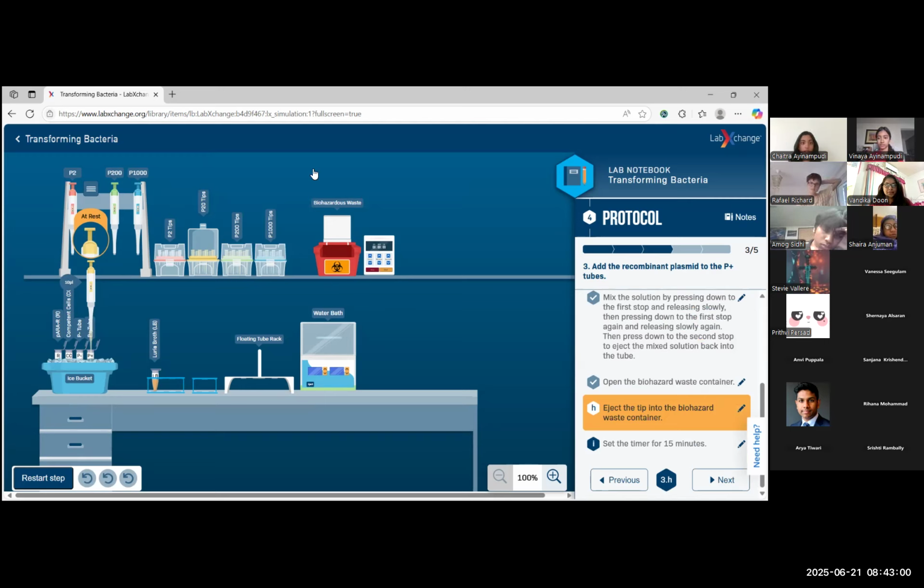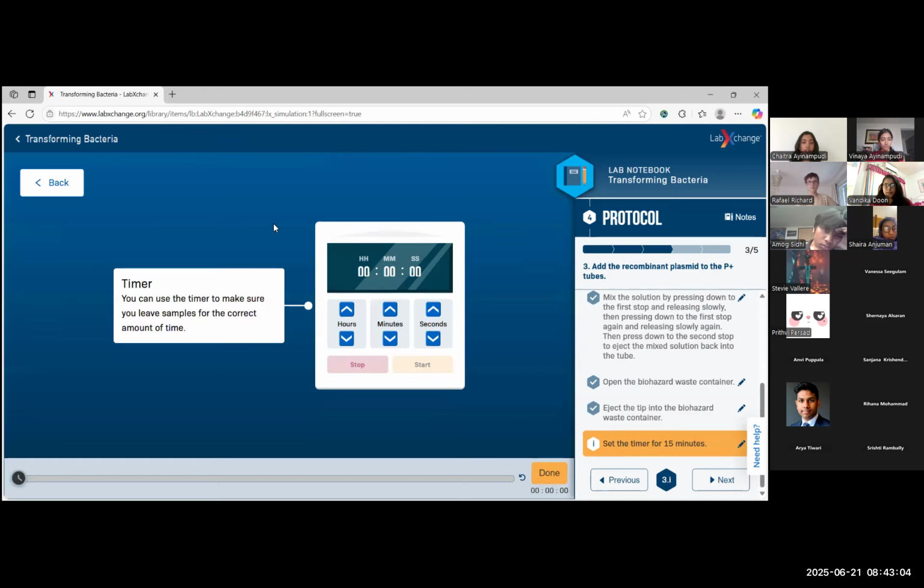And now we're going to eject the tip again. And right next to it, you should see a timer. We're just going to set it to 15 minutes. This will allow the components to rest, and no, it will not actually take 15 minutes. I'll let you guys get to the step.